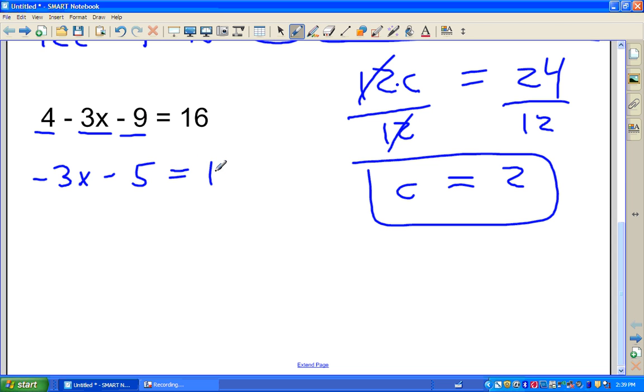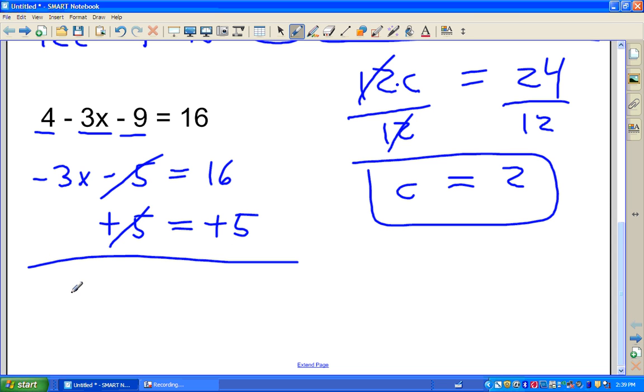Okay, so now I have the 16 over here. Now this looks pretty simple. Just add the 5 to each side. Okay, I'm going to get plus 5 over here, right? All right, these two go away, leaving me with a minus 3x, which is what I wanted. Okay, 16 plus 5 gives me the 21. Now I've got a minus 3 times an x. The way to get rid of that is divide by minus 3, divide by minus 3, okay?